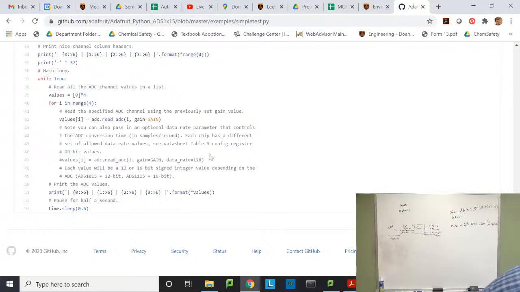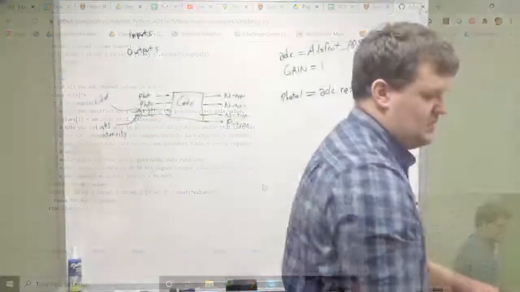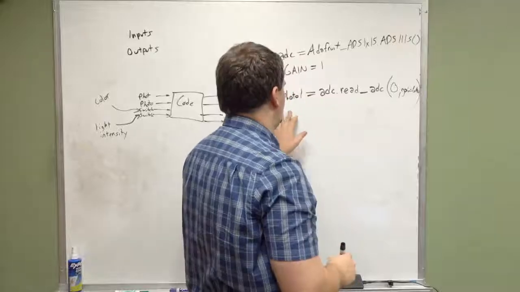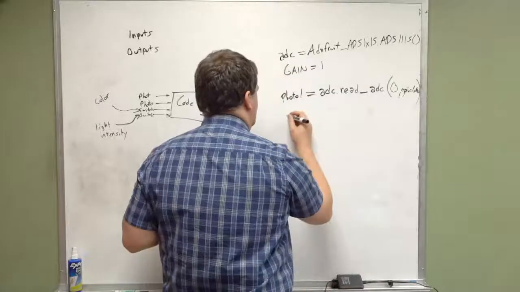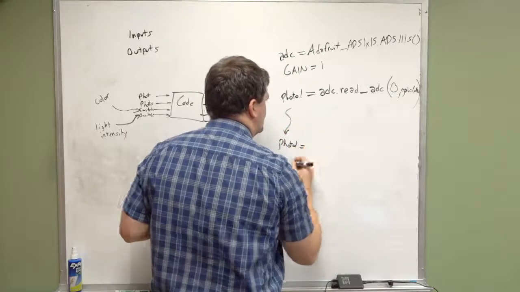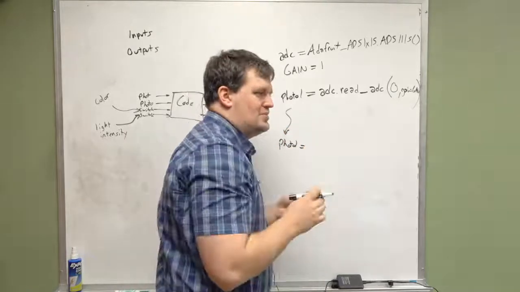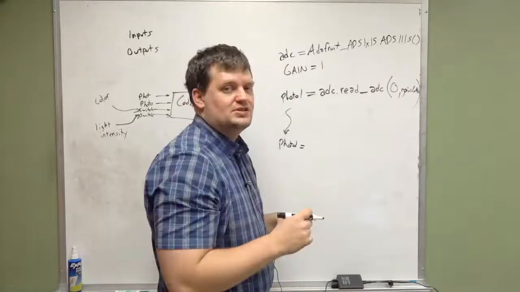Okay, so I'm just copying down the code here. I'll go ahead and switch back to my camera view so you can see me write this out. What this will do, if I were to type this code in, is the output of this is I will get photo 1 is equal to some integer number between 0 and 2 to the 16th.